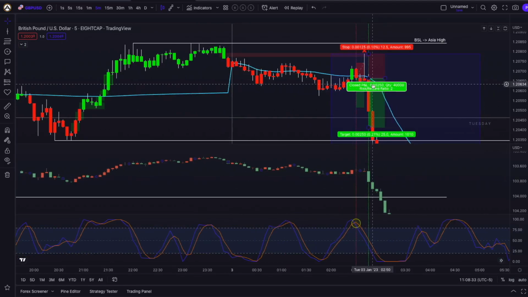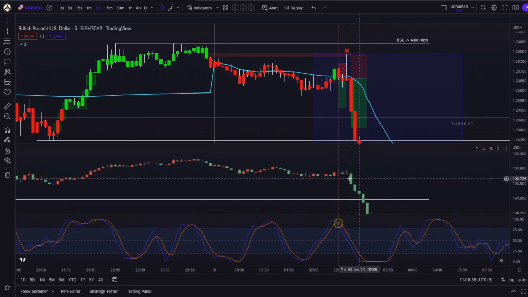And the reason I continued taking a short here is because I did not get this fake out wick to the upside, or this stop hunt here on the DXY. So I had my confirmation right here. And we also had the stochastic RSI, which hadn't been below the 20 level, which would have been a definite no-go for me to continue entering into this trade.